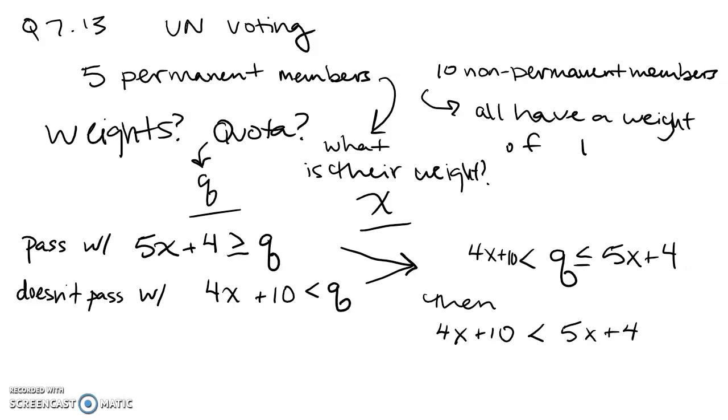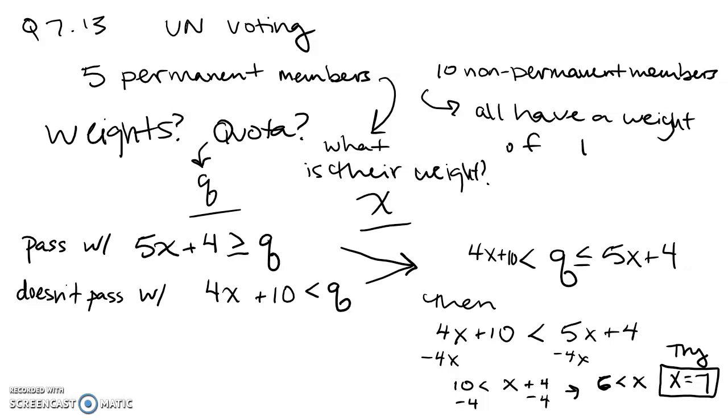Then it's just a nice little algebra problem. We can get rid of the 4x by moving it to the other side, so we have 10 is less than x plus 4. We can get rid of the 4, which leaves 6 must be less than x, or another way to say that is x must be greater than 6. So let's try x equals 7.